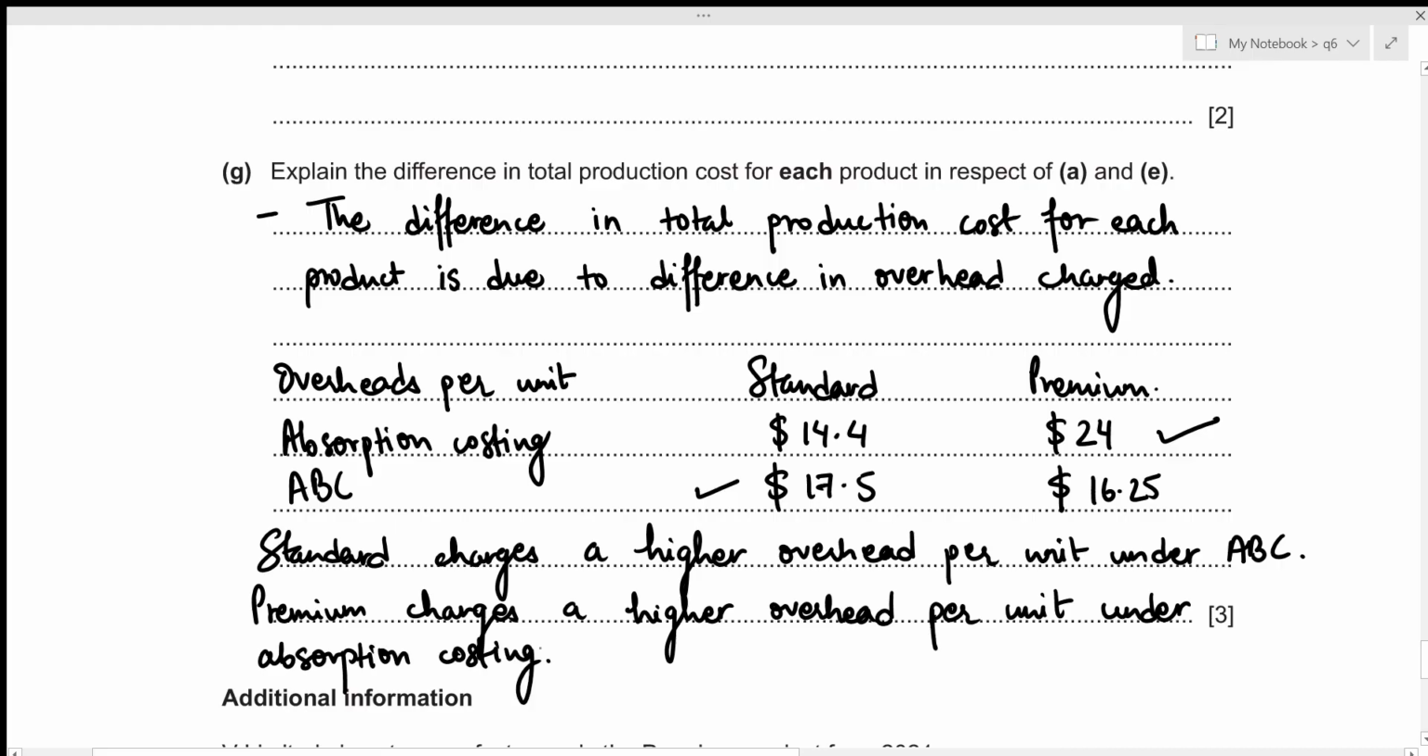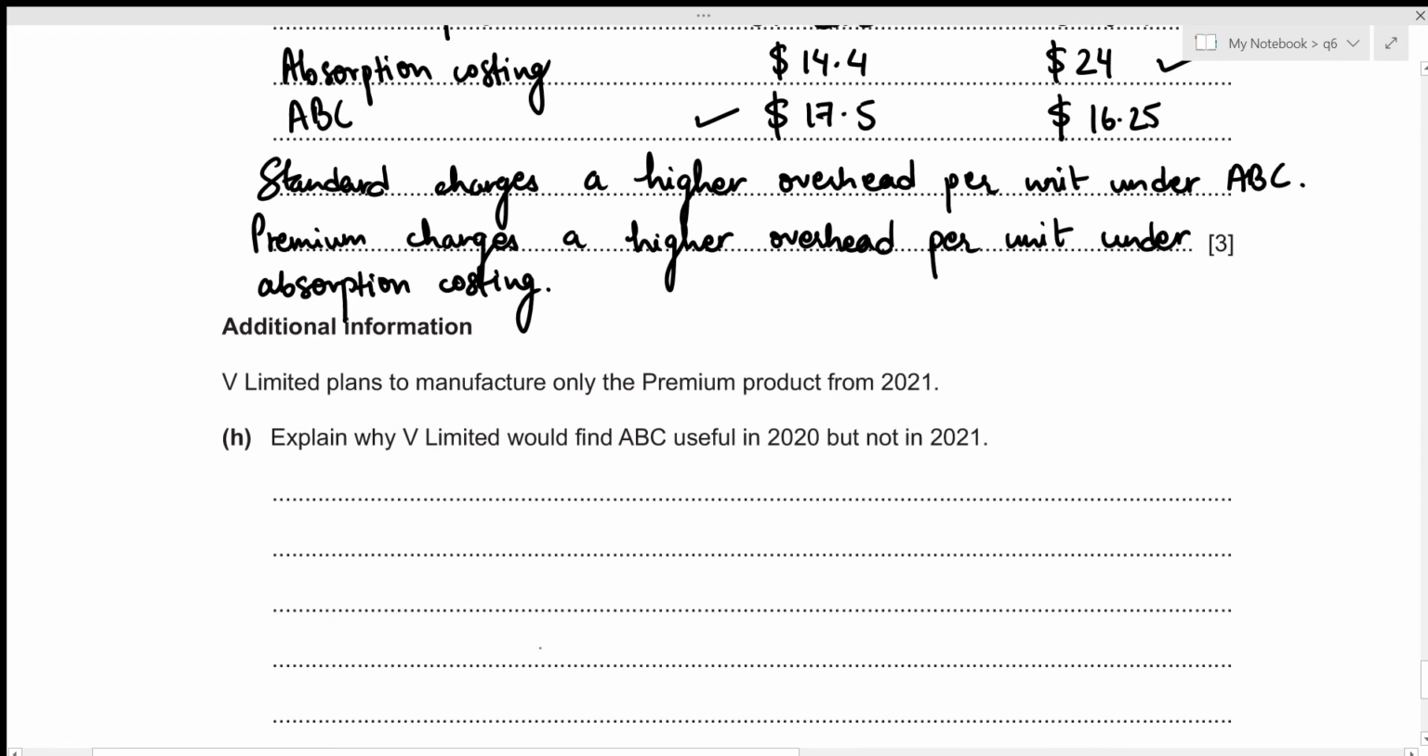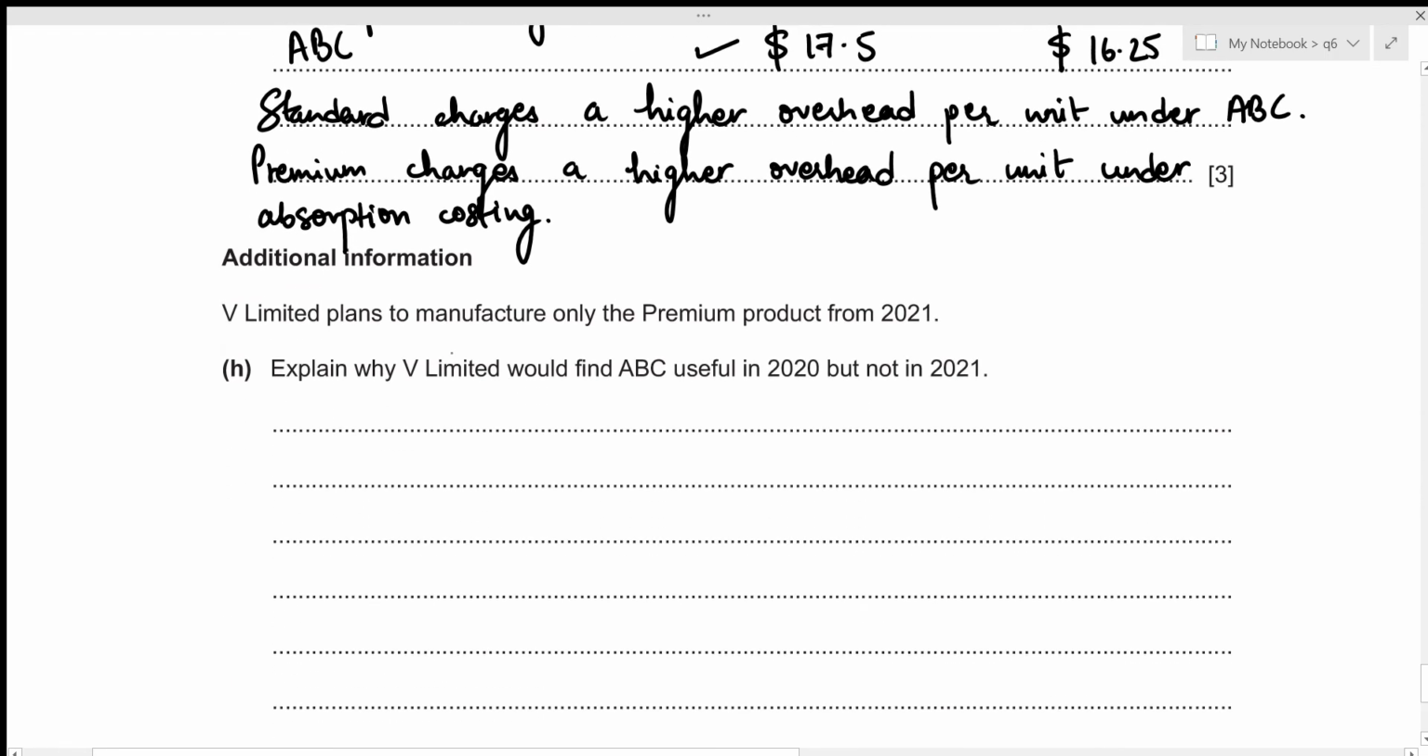Alright, this concludes the 7th part of this question. Now we can move towards the 8th one. We are given additional information. V Limited plans to manufacture only the premium product from 2021. So they're going to drop this standard product. And now for the 8th part of this question, we need to explain why V Limited would find activity-based costing useful in 2020 but not in 2021.